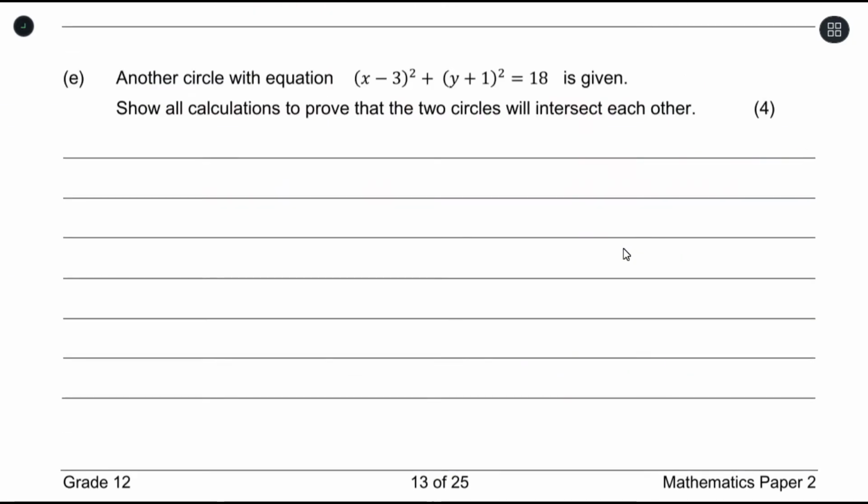Okay, so let's talk about E. Now, E says another circle with an equation (x - 3)² + (y + 1)² = 18 is given. Show all calculations to prove that the two circles will intersect each other. Okay, so if these two circles are going to intersect, this is what we're looking at. So we're going to draw 2 small circles, and the different scenarios you can get.